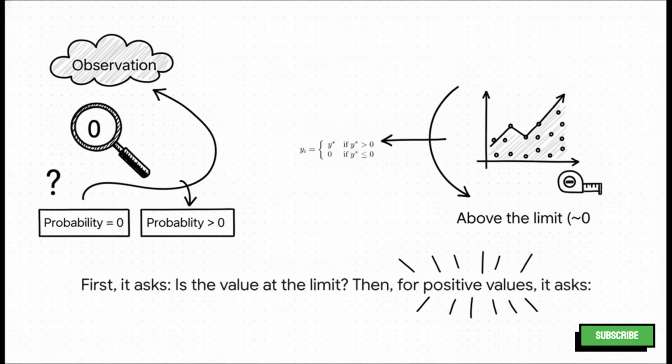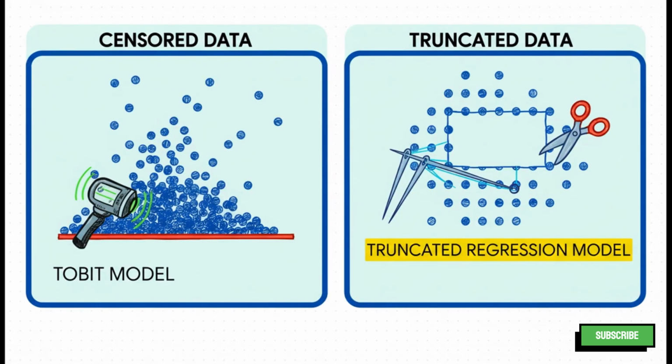Then, for only the people who are working positive hours, it asks a second question. Okay, how many hours are they working? And for that part, it can use something like a standard regression. It's this two-step process that's so brilliant and what lets us get an accurate answer. And just so we're all on the same page, while we're really focusing on the Tobit model for our censored data problem, there's also a special tool for our other culprit. If your data is truncated, you'd want to use a truncated regression model. Different problems, different specialist tools.